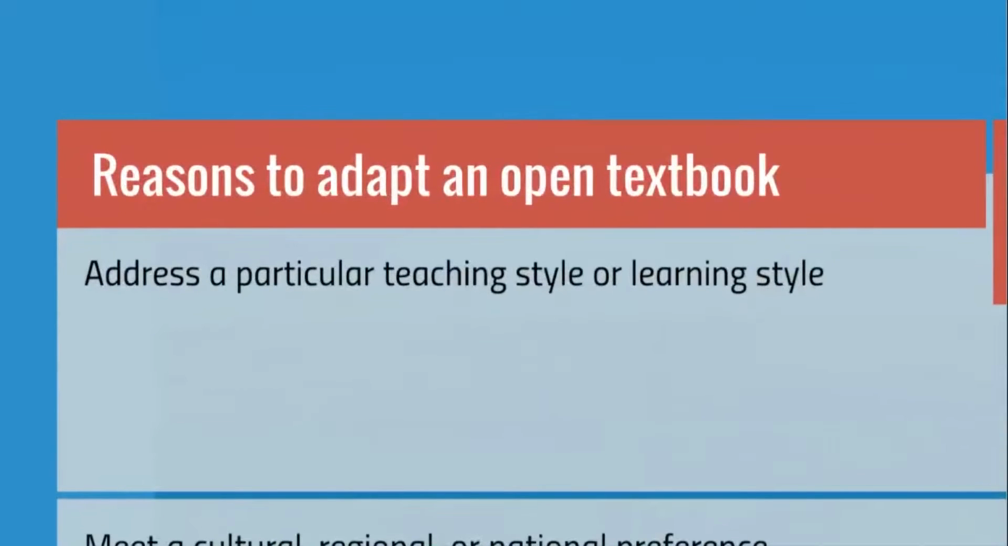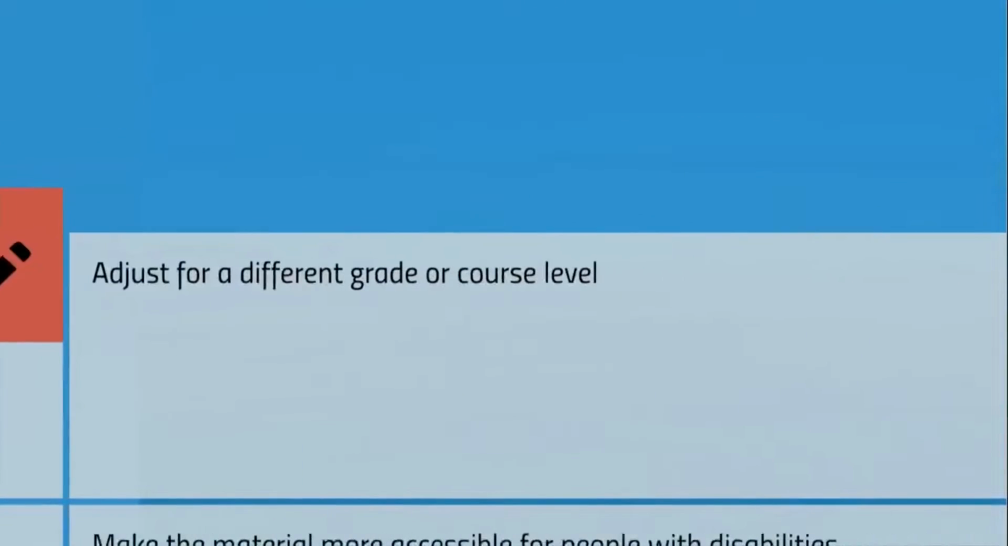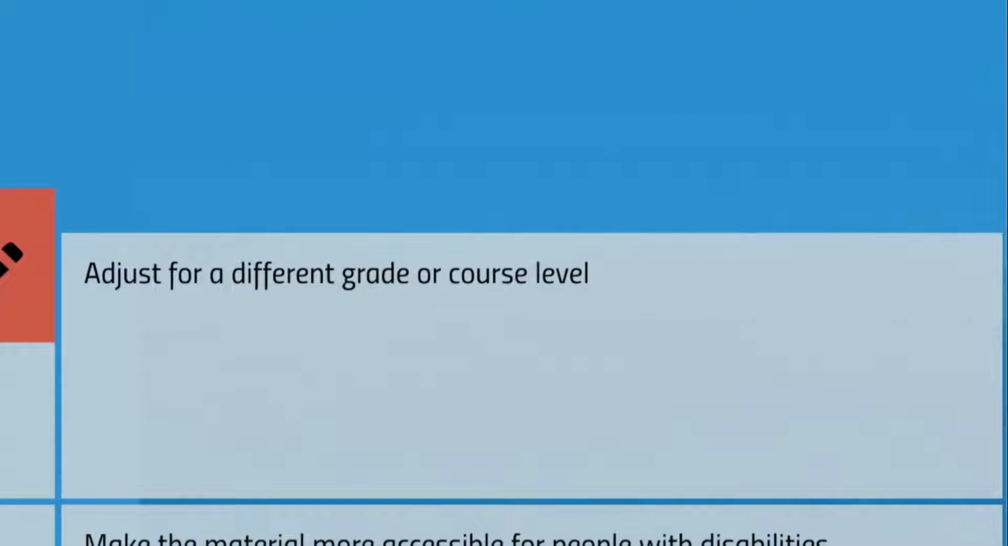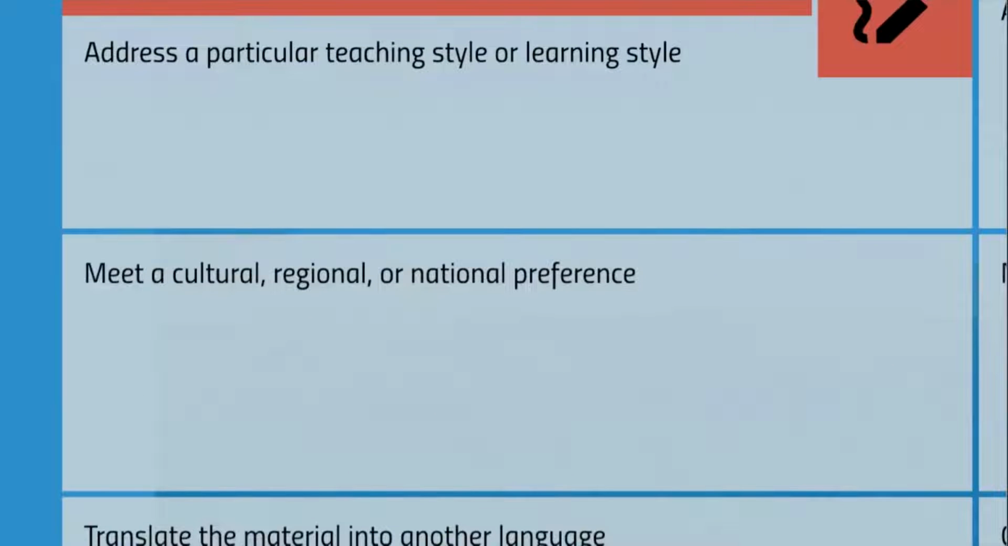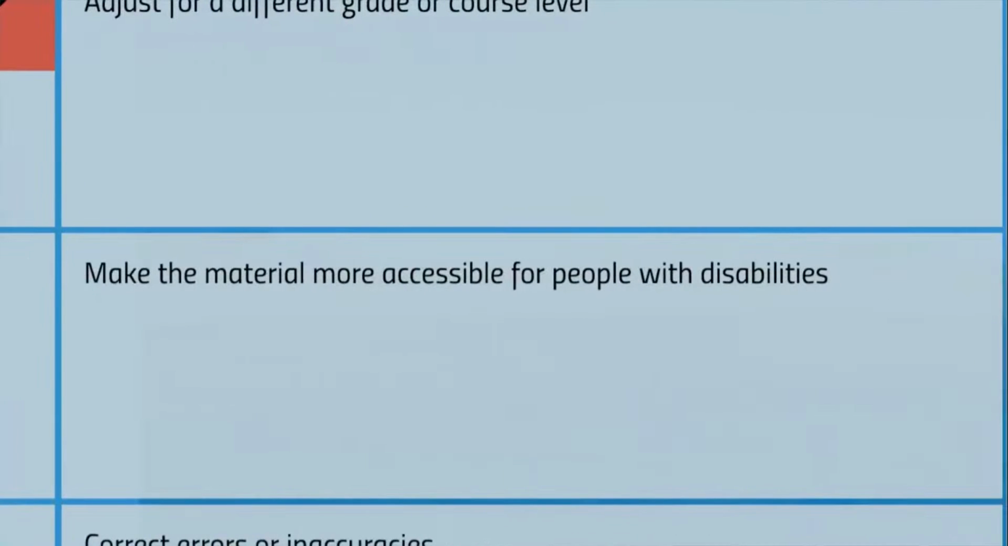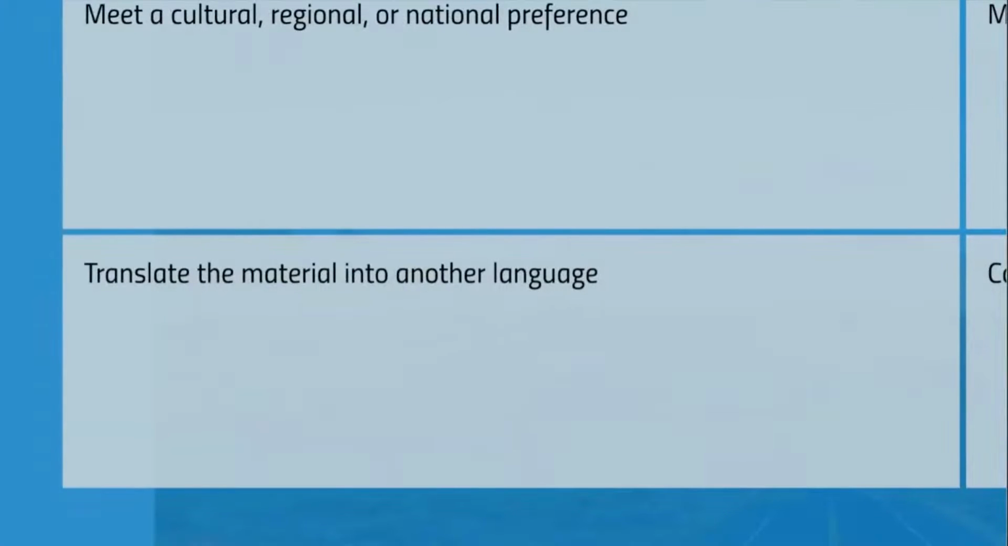Number one is address a particular teaching style or learning style. Adjust for a different grade or course level. Meet a cultural, regional, or national preference. Make the material more accessible for people with disabilities. Translate the material into another language, or correct errors or inaccuracy.